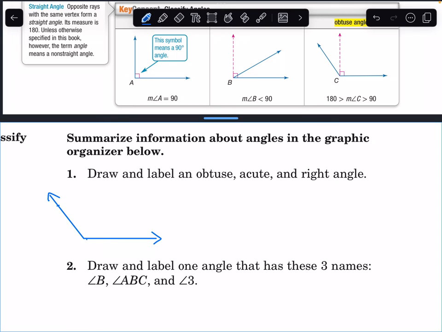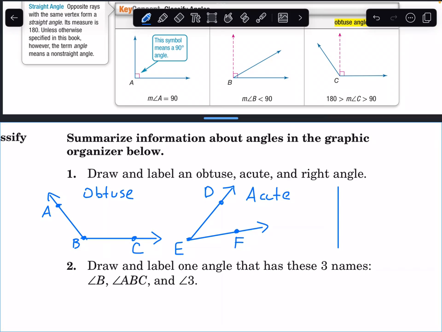We do need to label it, so this will be angle ABC, nice large interior, and label it obtuse. Then next is an acute. Like so, put a point here, D, E for the vertex, and point F on the other ray, and that will be acute. And then finally, a right angle.